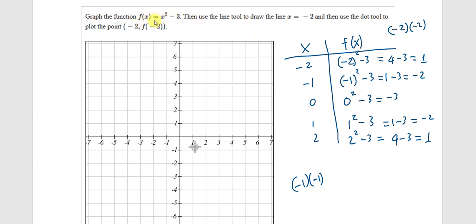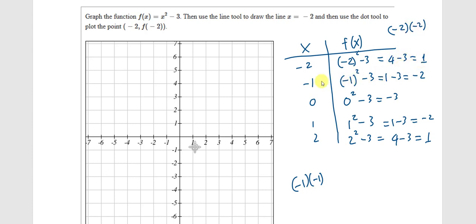Now, to graph this one, we need to find a few points on the x-axis and the corresponding y value of that. So I pick minus 2, minus 1, 0, 1, 2, so that I can find the y values and then plot the points together. Now when x is minus 2, anywhere you see x in f of x now becomes minus 2, so minus 2 squared minus 3. Minus 2 squared is minus 2 times minus 2, minus times minus becomes plus, 2 times 2 is 4, 4 minus 3 is 1.